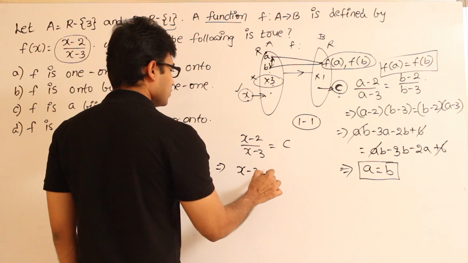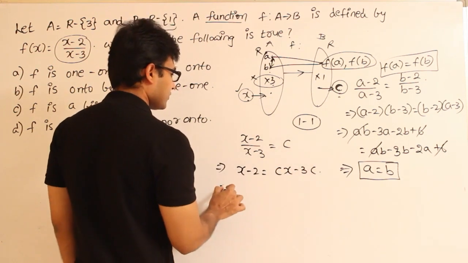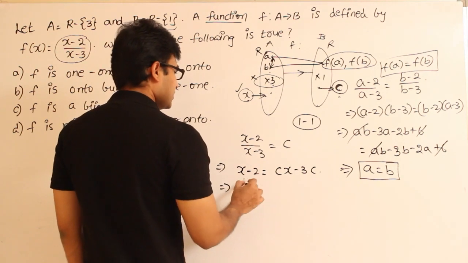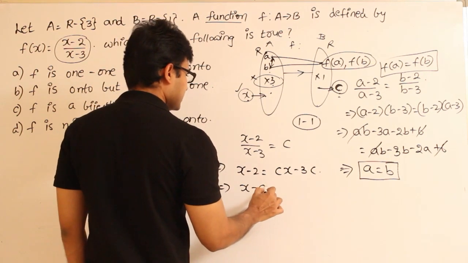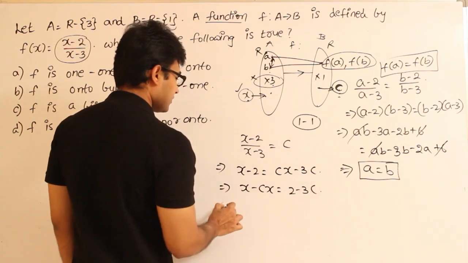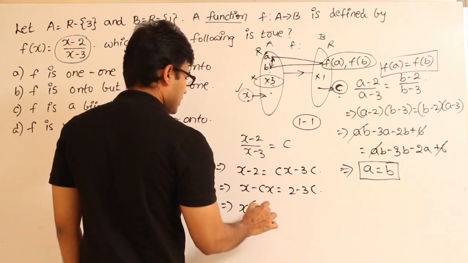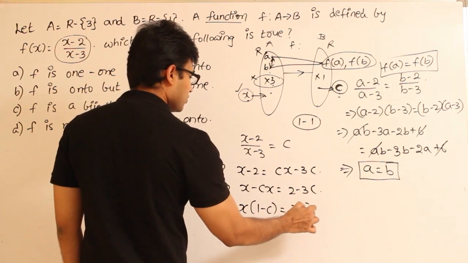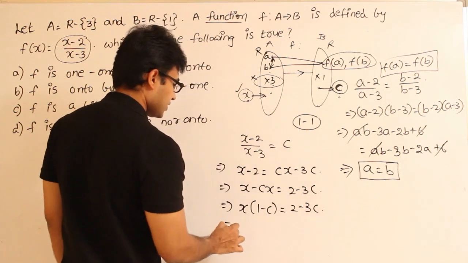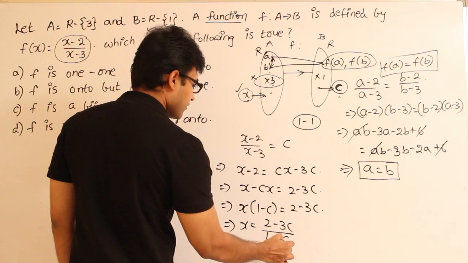X minus 2 equal to Cx minus 3C. What does it mean? It means that X minus Cx equal to 2 minus 3C. That implies if you pull out X as common, X times (1 minus C) equal to 2 minus 3C. What does it mean? X equal to (2 minus 3C) divided by (1 minus C).